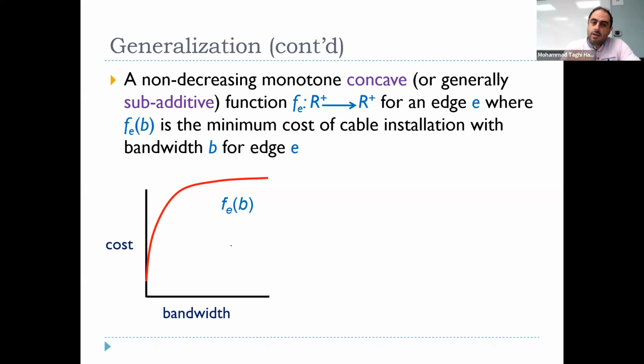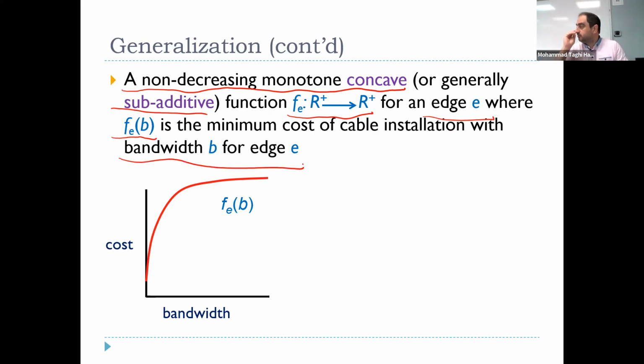So you can generalize this one and say that in general, I have a non-decreasing monotone concave function, or generally a sub-additive function. So what is this function? The function f_e is from R+ to R+, for an edge e, where f_e of b is the minimum cost of a cable installation with bandwidth b for edge e.